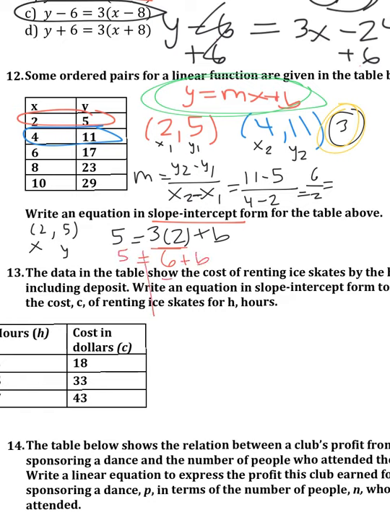To solve for b, I subtract 6. 5 minus 6 is negative 1. So I put those together to get my answer. Y equals 3x minus 1. I'll highlight that because it's really easy to miss that. Y equals 3x minus 1. That is my answer.